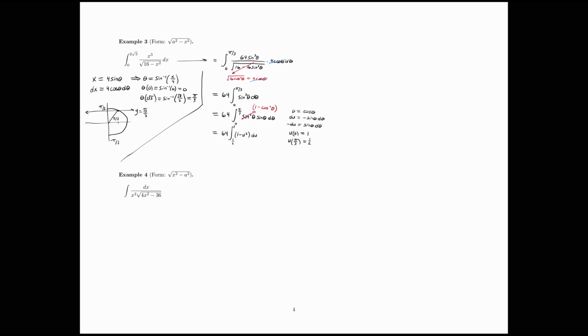So from there, we can actually pretty much finish this up. 64 times the quantity u minus 1/3 u cubed between 1/2 and 1. 64 times 1 minus 1/3 minus 1/2, minus minus, so plus 1/3 times 1/2 cubed, so 1/8. And so this is 40/3.